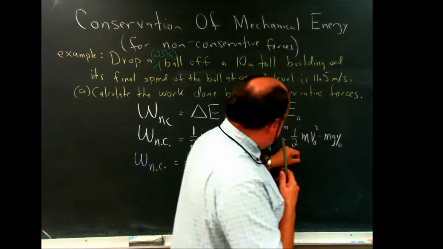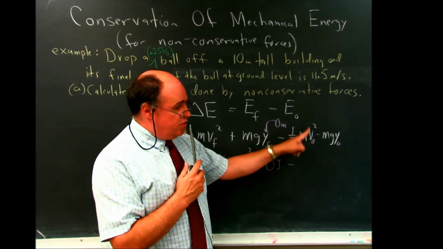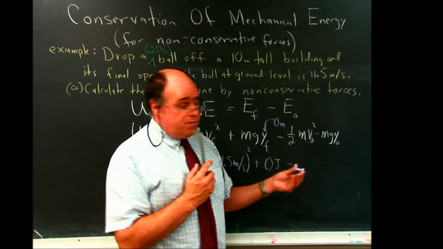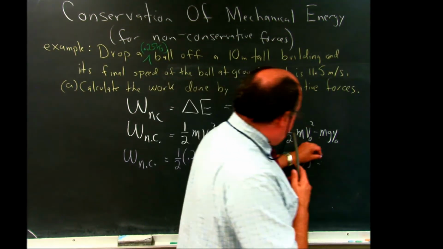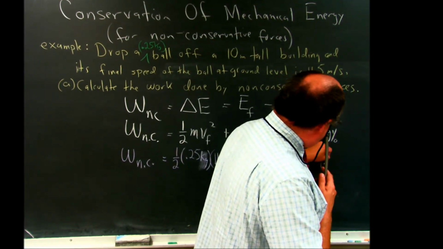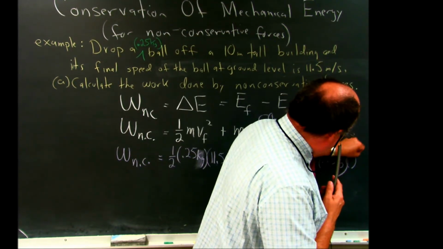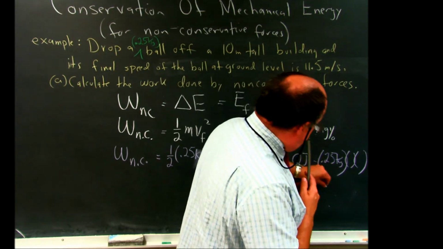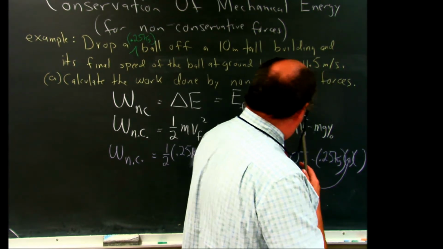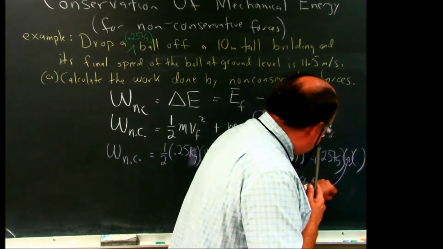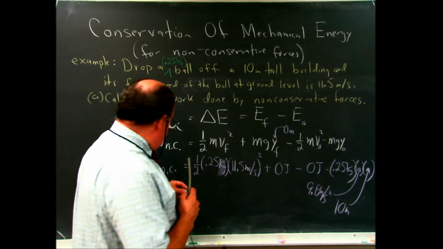And then we're going to minus 1/2 m v initial squared, but it wasn't moving because we dropped a stationary ball, so this would be 0 joules. And then we have to minus this. The mass of it is 0.25 kilograms. I'm running out of space once again. So here, I'll put in 9.8 meters per second squared. And my initial height was 10 meters above the ground. So that goes in there. So I have those pieces now.